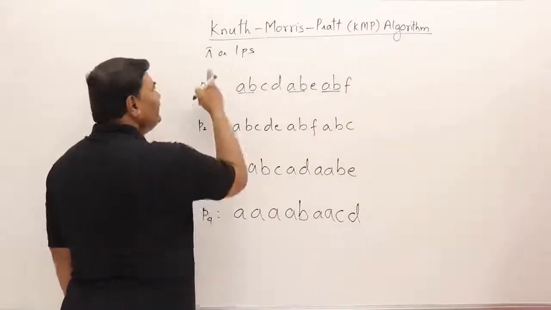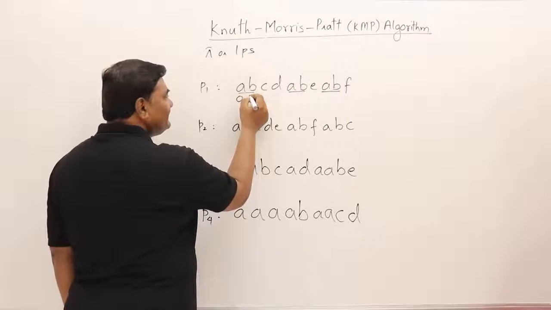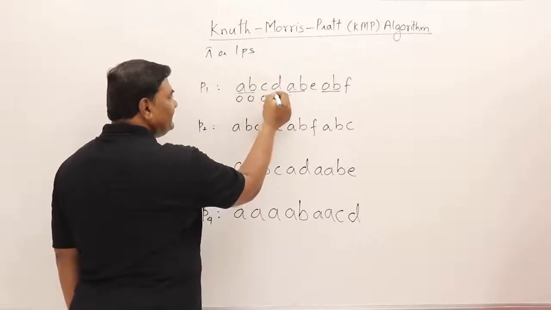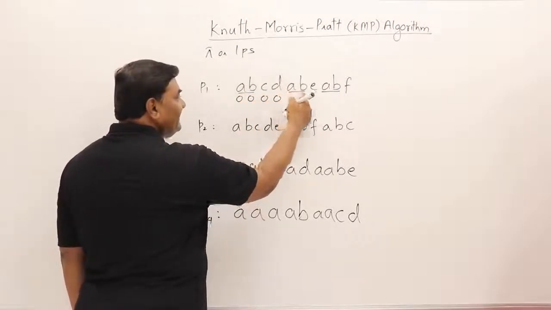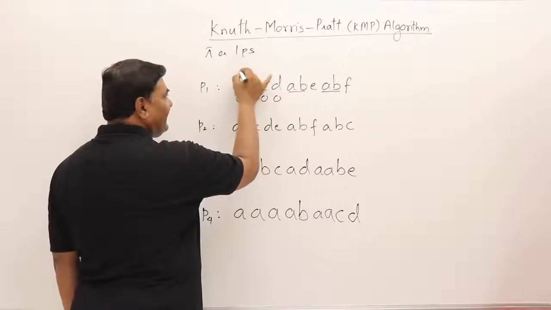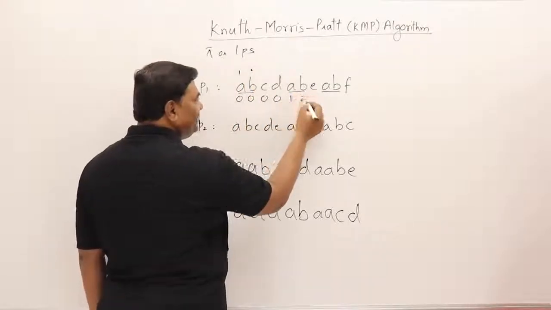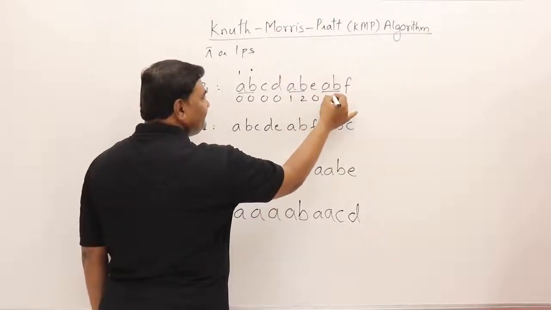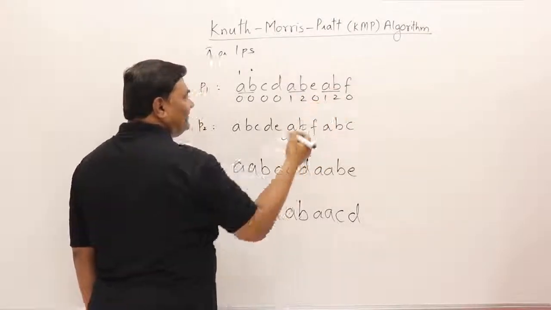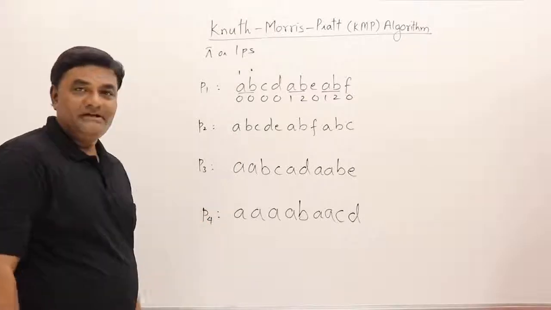So what we do is, we'll prepare a table. We'll write 0, 0, 0, 0. This AB is matching with first and second. As I said, the indices we will start from 1, 2 onward. So this is matching with 1 and 2. This is not matching. This is matching with 1 and 2. This is not matching. This is the pi table.